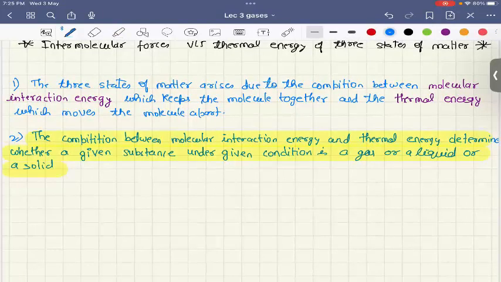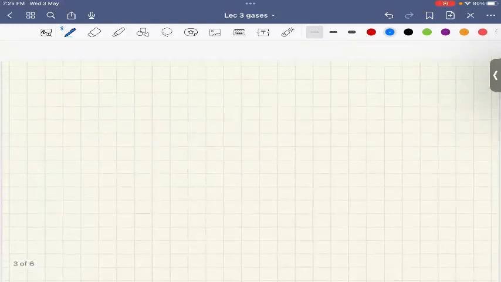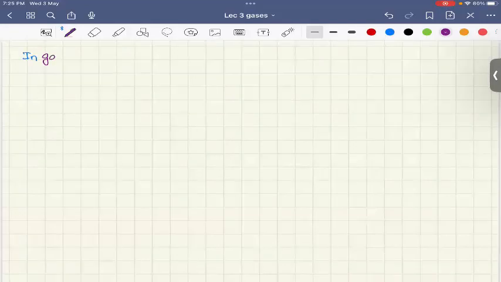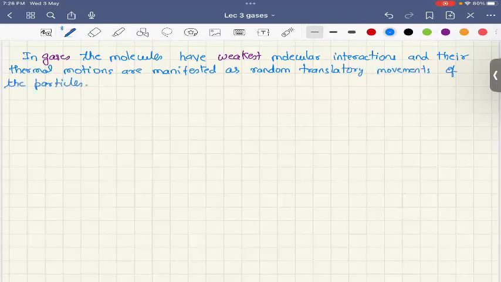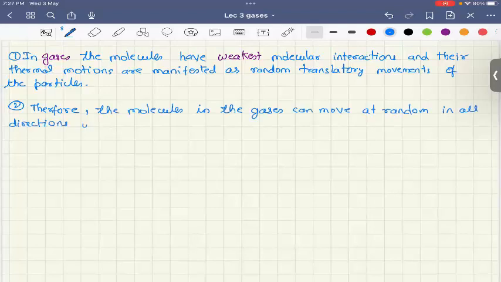In gases, the molecules have the weakest molecular interaction, and their thermal motions are manifested as random translatory motions of the particles. Therefore, the molecules in gases can move in all directions with high speed.